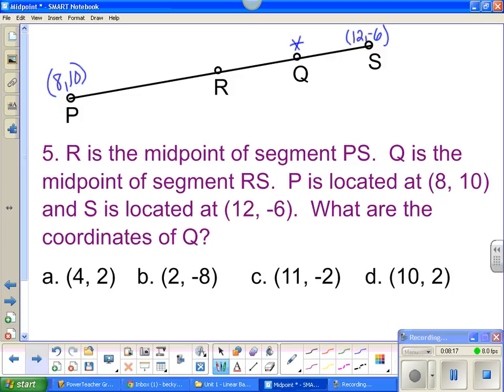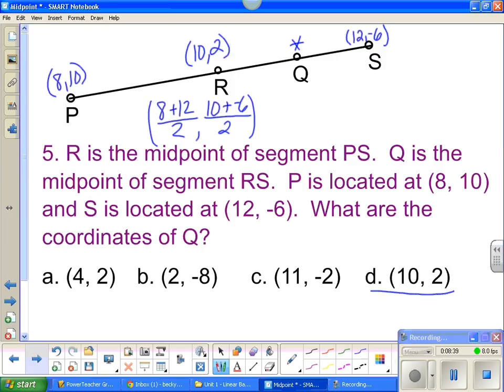So let's find the midpoint. So let's do 8 plus 12 over 2 and 10 plus a -6 over 2. So 8 plus 12 is 20, and 20 over 2 is 10. And 10 plus a -6 is 4, and 4 over 2 is 2. So 10, 2. And you'll see that that is an answer. They expect you to do that. They expect a lot of people to not take the time and read, but we want the coordinates of Q.